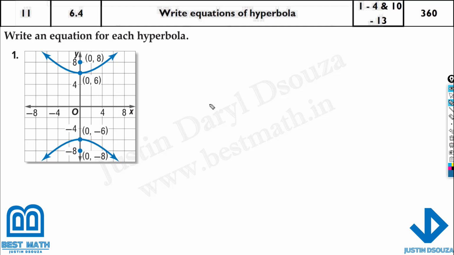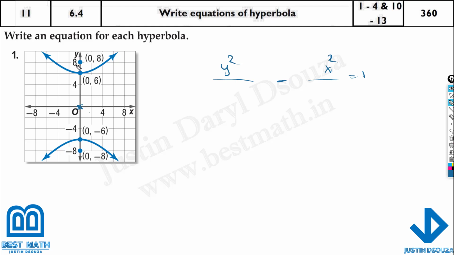Here we have the graph given. The center is 0, 0. Why? Because it should be in the middle. The vertex is in the middle with the center. It's over here, 0, 0. So it's an easy equation to write. It's minus in between. It's along the vertical axis y. So y squared over here, x squared over here, equals 1.